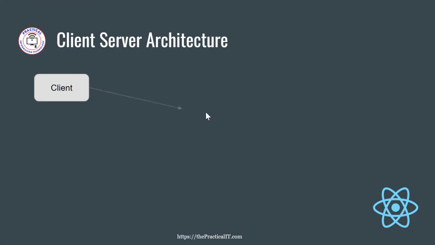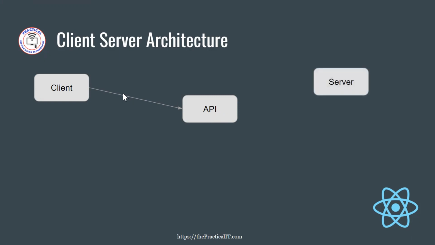Then this client uses what we call an API in order to fetch, send, update, or delete data, or in general, what we call a resource, from what we call a server. So the client is the one requesting, and the server is the one fulfilling the request and then sending back what we call the response.